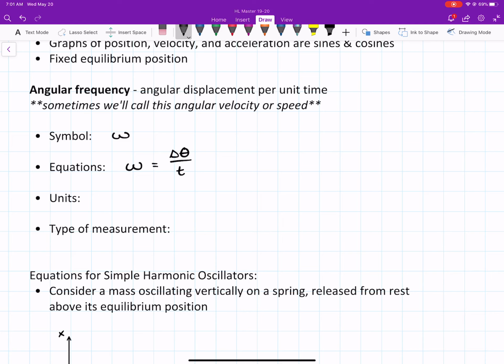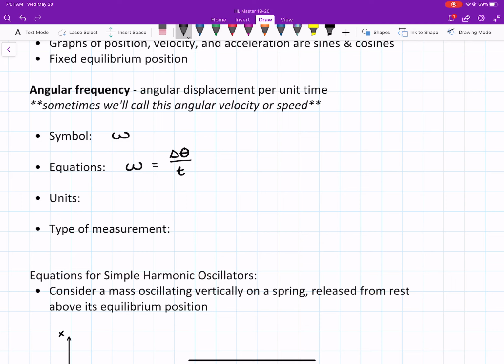So a lot of times if this is something that is circular, we talk about the angle that it rotates through, some angle theta that we move through, and then the amount of time it takes to do that. So that's how we define angular frequency. We should understand what that means when we say angular frequency.